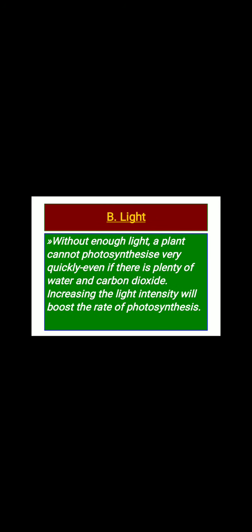Second is the light. Without enough light, a plant cannot photosynthesize very quickly even if there is plenty of water and carbon dioxide. Increasing the light intensity will boost the rate of photosynthesis. At first, as light intensity is increased, the rate of photosynthesis increases, but then it plateaus because of limiting factors. A limiting factor is a condition that either permanently or temporarily impedes mission accomplishment.